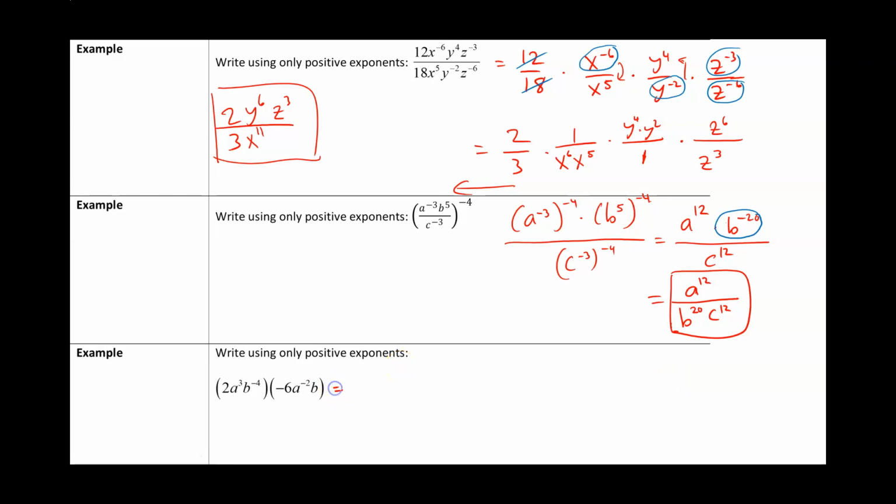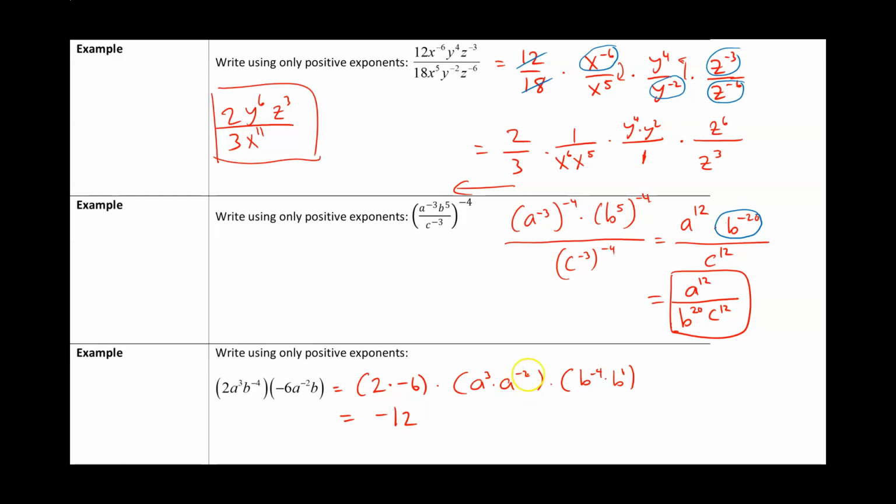So I'm going to split these up, as 2 times negative 6. Always split up the numbers and then the different variables. So we have a to the 3rd times a to the negative 2nd, and then we also have b to the negative 4th times b. If there's no exponent, there's like an invisible 1. Okay, now 2 times negative 6 is negative 12.